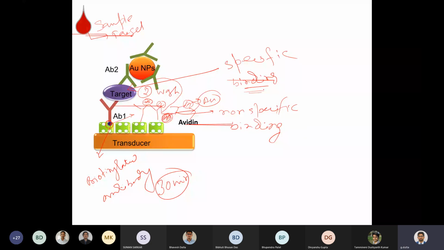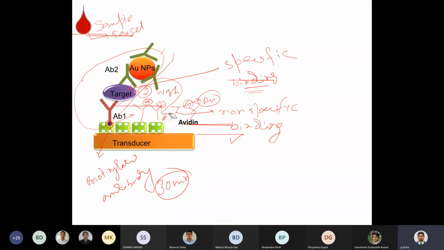Make it clear, this is very, very important: which is non-specific and which is specific. The specific one, on the antibody coated surface with antibody and target, is actually what we need. That is our requirement, that is what we are waiting for, this binding. Yes, the primary antibody coated, but not this one.